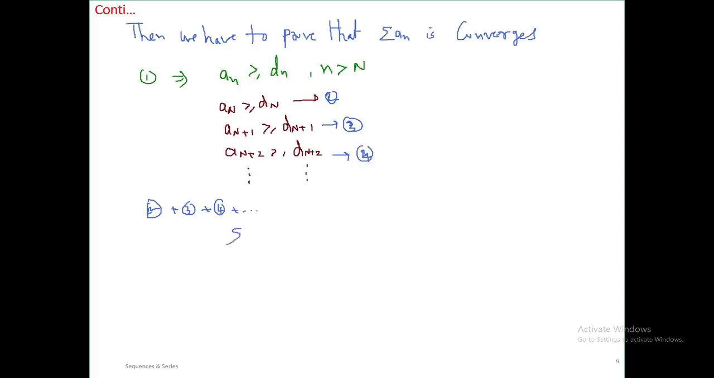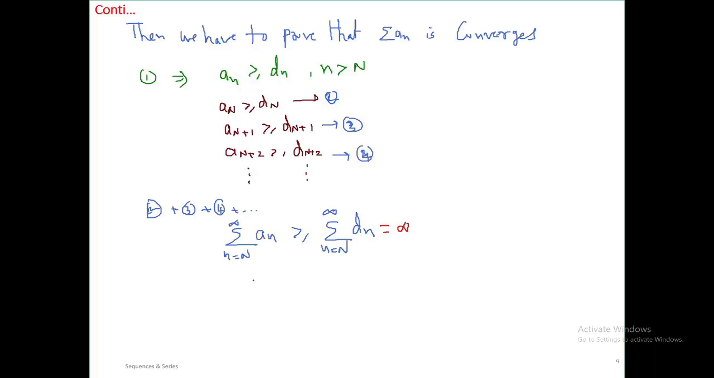So directly I am writing the series n running from capital N to infinity of an is more than or equal to the series n running from capital N to infinity of dn. Already this series diverges, right? Once this series diverges, what I can say is the sum is infinity. It cannot be minus infinity. Why? Because all dn are non-negative terms. If you do the sum of non-negative terms, you will not get a negative number. The sum will always be more than or equal to 0. So the sum is infinity.